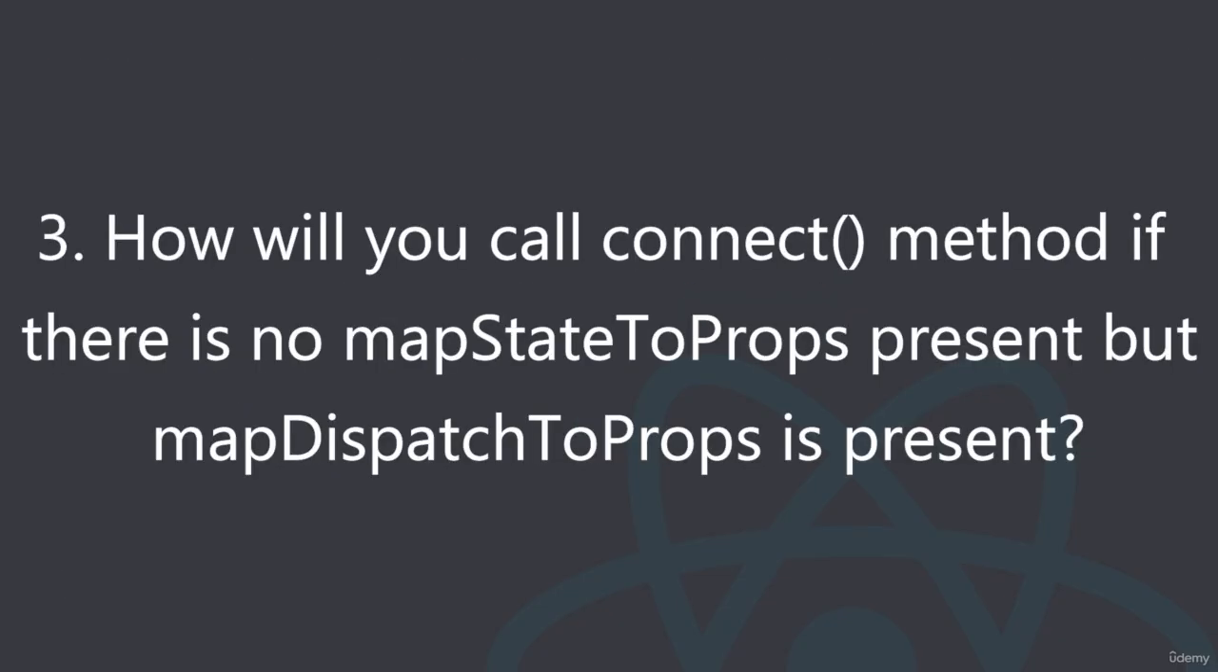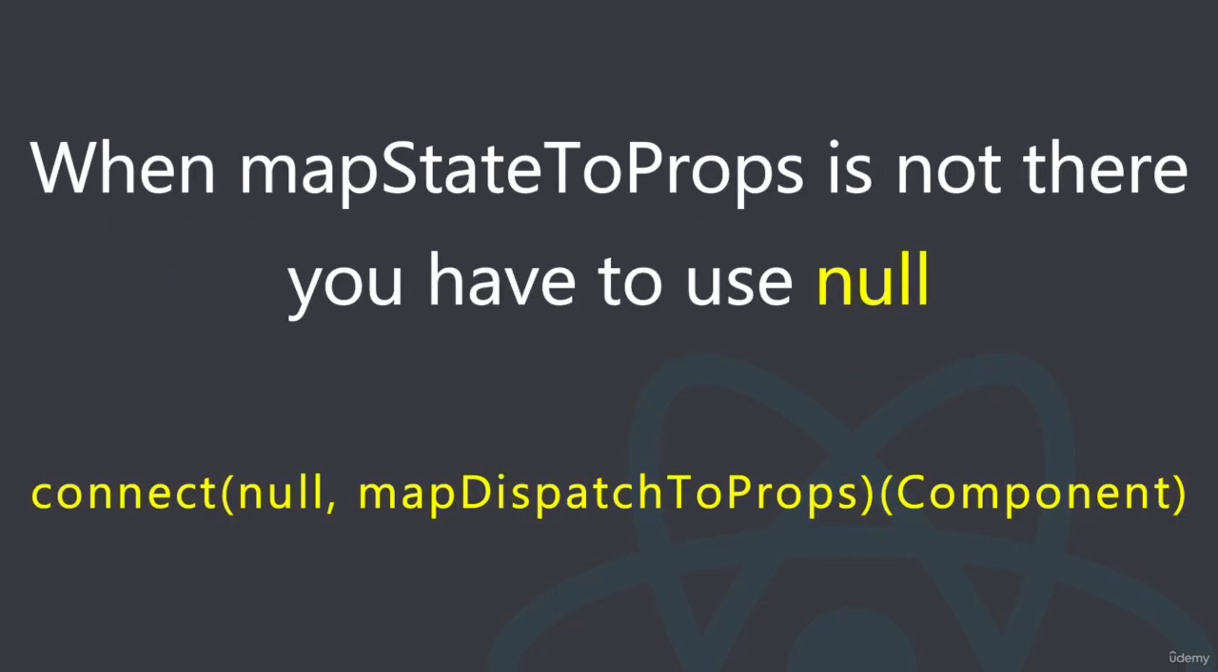The third question is, how will you call the connect method if there is no mapStateToProps present but mapDispatchToProps is present? As I mentioned, when mapStateToProps is not there, you have to use null and then you give mapDispatchToProps. mapDispatchToProps we are going to see in the immediate next lecture.